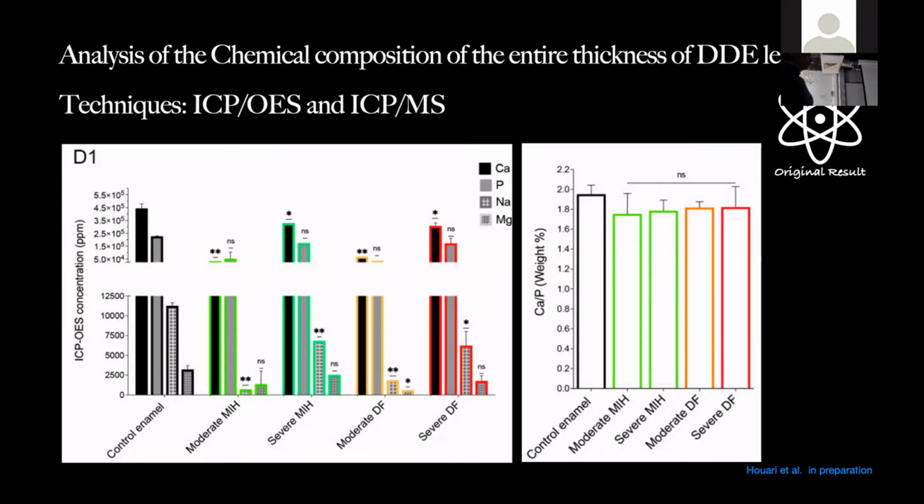Then we wanted to show the chemical composition of the entire thickness of the lesion. For that, we dissolved pieces of enamel in acid to have the global composition. This was done by ICP techniques, OES or MS detection. And here you can see ICP-OES data.